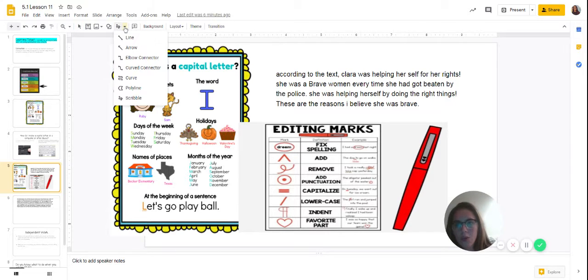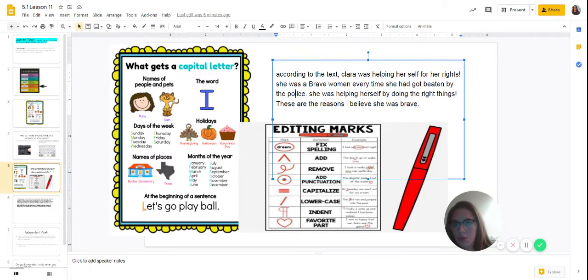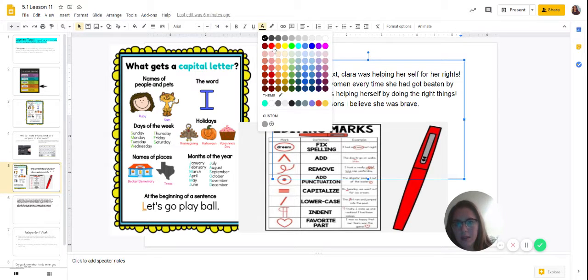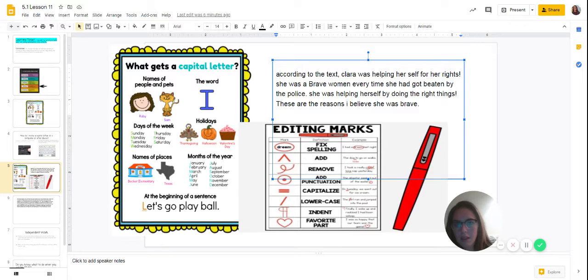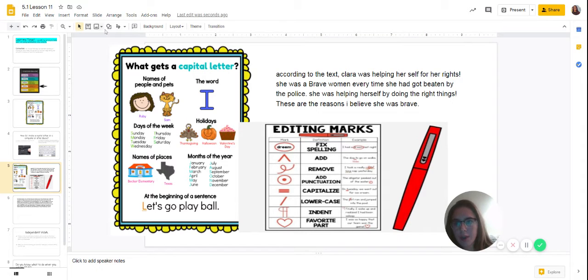So I'm going to use a scribble, and we are going to make it red. Undo. We won't be able to make it red on here, but we're just going to do what we did.